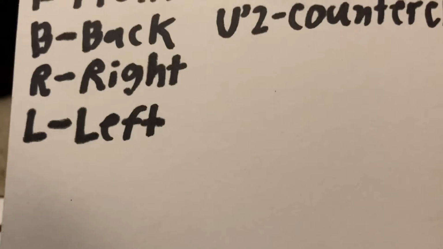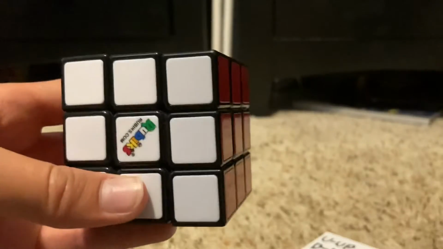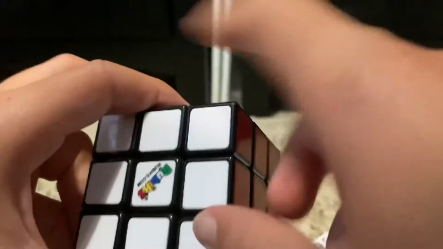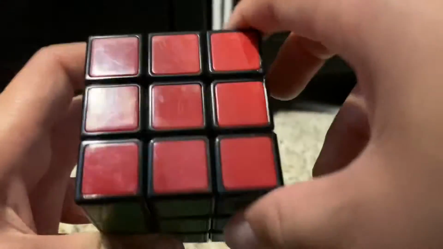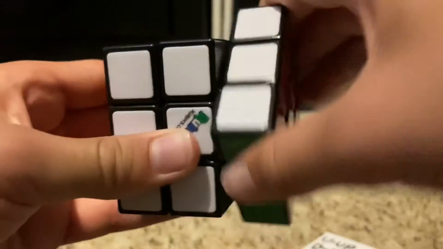Now we have R, which translates to right. If this is the front side of your cube, this is the up, of course. Now this right here is your right. When you turn the right, of course, clockwise to how you face it. So this is the front, this is the right. You turn it clockwise to how you face it. Or in other words, when you're facing this, you turn the right away from you, I guess.